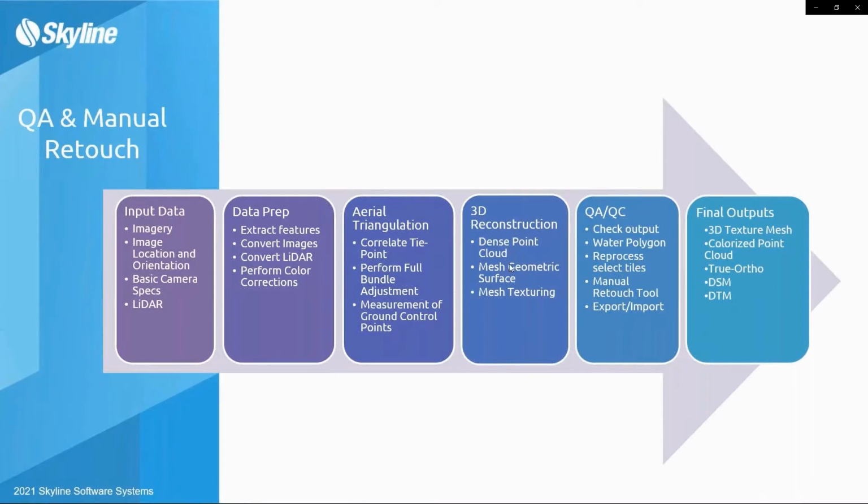3D reconstruction has three main steps, which are creating the dense point cloud correlation, the mesh geometric surface, creating the surface from the points, and then texturing that surface.